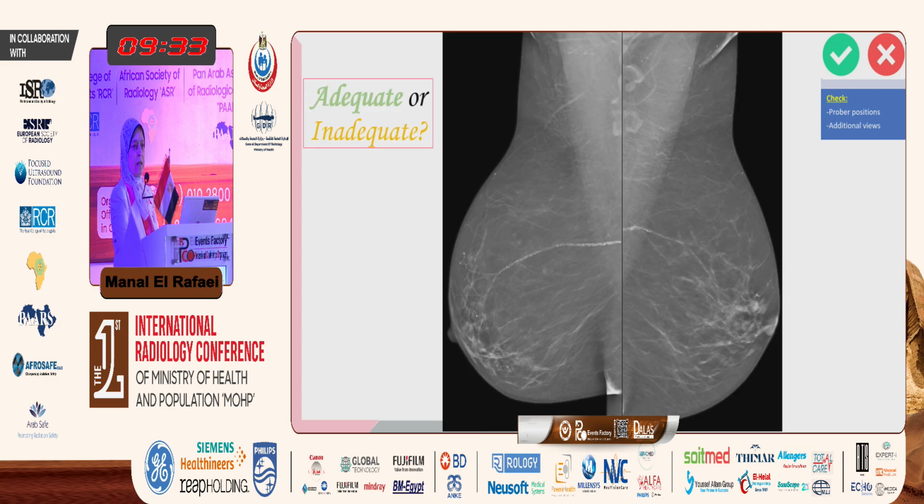So what about this image? This image is adequate. It can lead to proper diagnosis. The level of pectoralis muscle is okay. Inframammary fold is seen. The right nipple is in view, but the left nipple is not in view, but it cannot affect the value of diagnosis at the end. So this one is adequate.